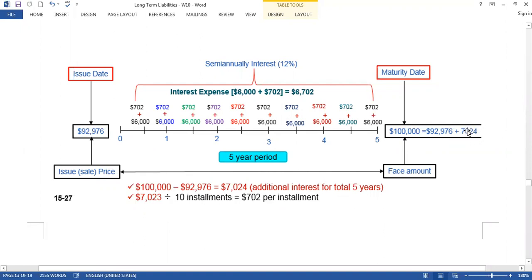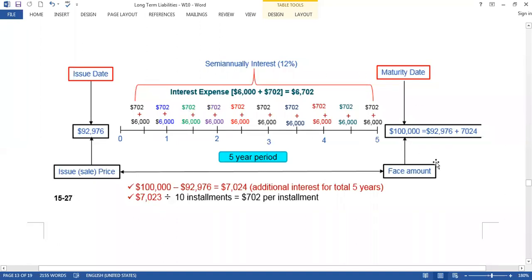So we transfer this money every year. Plus sign. Why plus sign? Because this is additional money we have to pay. If we transfer this money every year, it means that we follow the matching principle. Now, this is the important part: $7024 is the discount, and we transfer this money to every year's interest expense.